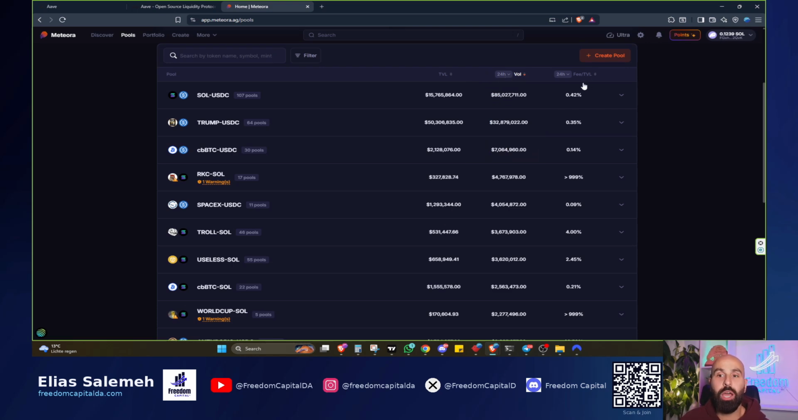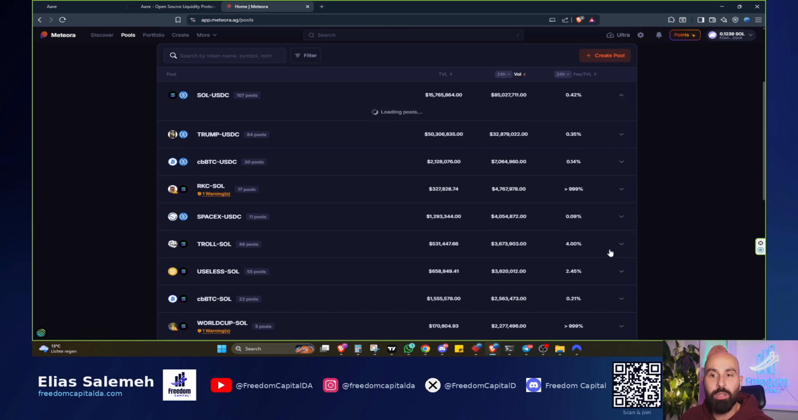Then you have the 24-hour fee to total value locked. So right now, on a daily basis, you would be earning around 0.42% of the total liquidity you deploy into that specific pool. Of course, it's not exactly 0.42. It can fluctuate heavily, especially because you're just seeing the fee per TVL on a 24-hour basis, which is not long enough to have a solid number. But nevertheless, it is something to look at.